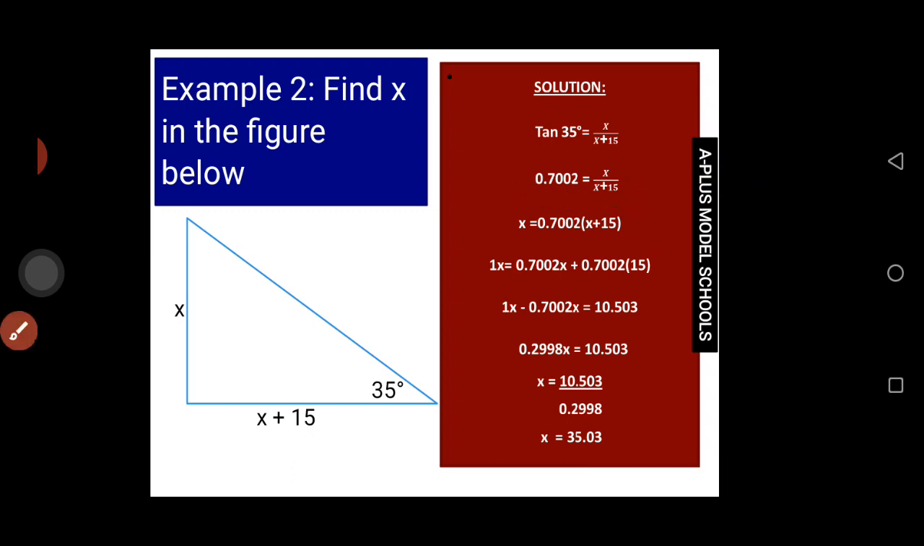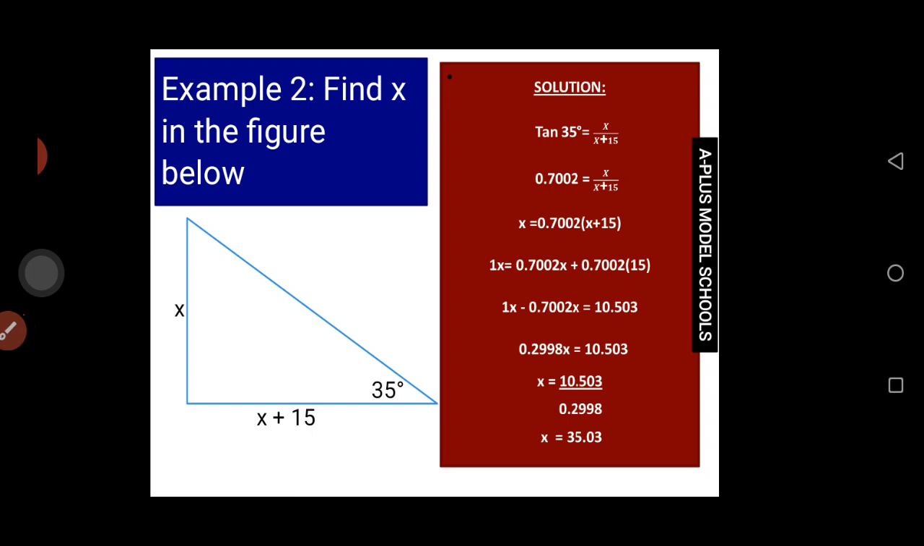That is x is equal to 0.7002 times x, which will give you 0.7002x, plus 0.7002 times 15. So it means you use 0.7002 to open the bracket. And don't forget the x there is the same thing as 1x, because any variable that is standing alone is still the same as 1 times it. So I have 1x is equal to 0.7002x plus, when you multiply that by 15, you have 10.503. So now collect the like terms.